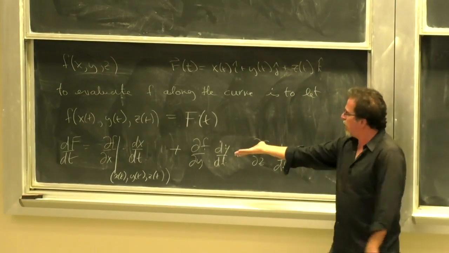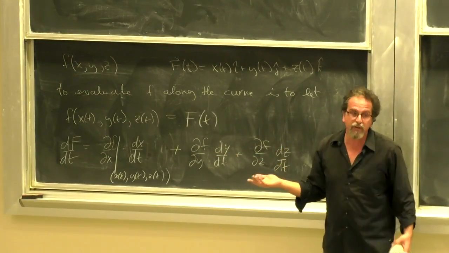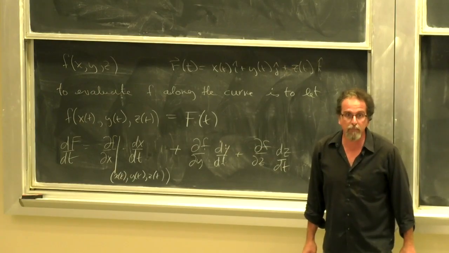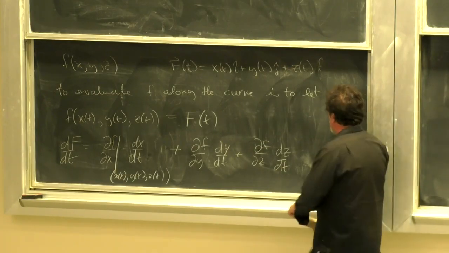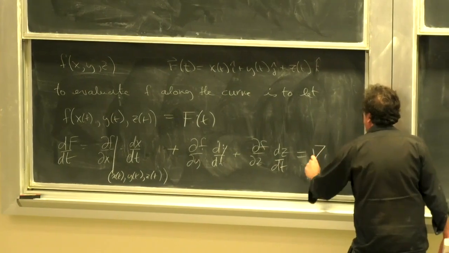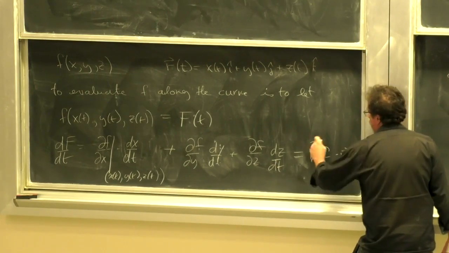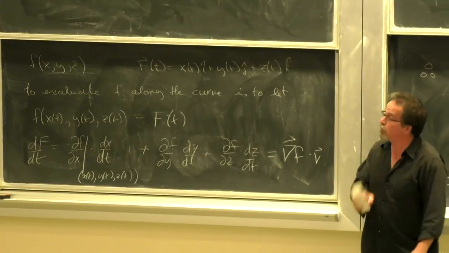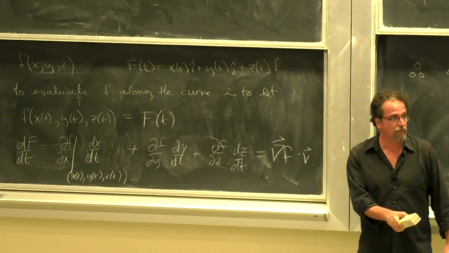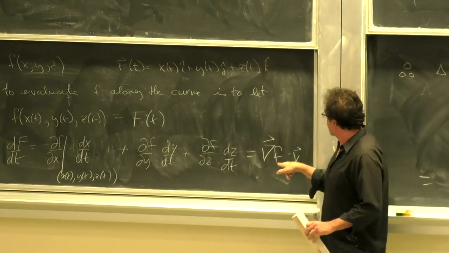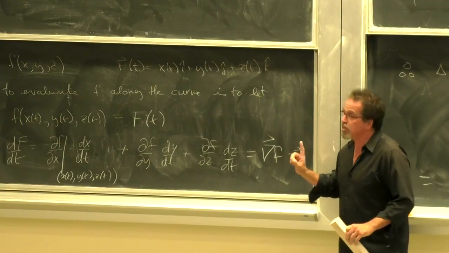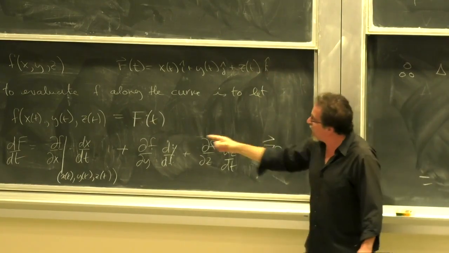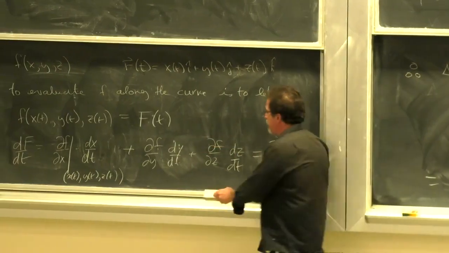What is this thing right here? This is the directional derivative in the direction of the velocity v. That's what it means. But what is it really? It's the gradient of f dotted into v. And that's the crucial understanding. The gradient of f dot v on a trajectory, which is that quantity in parentheses, is the time derivative of capital F.